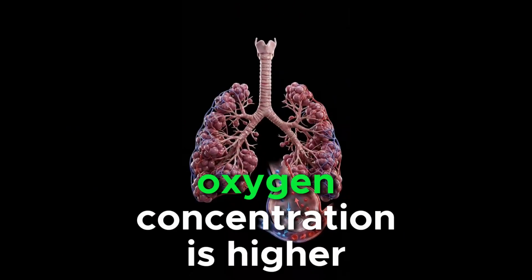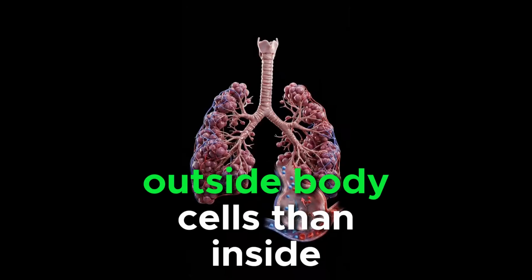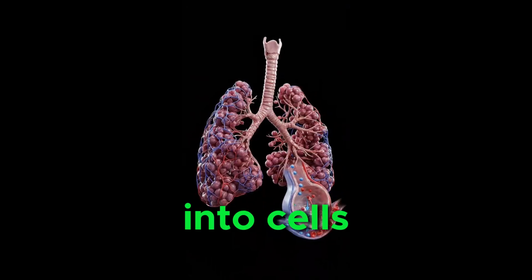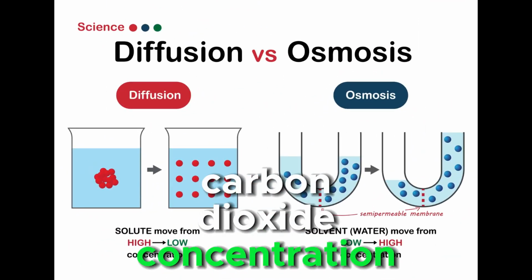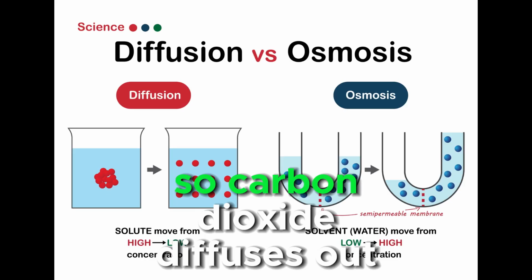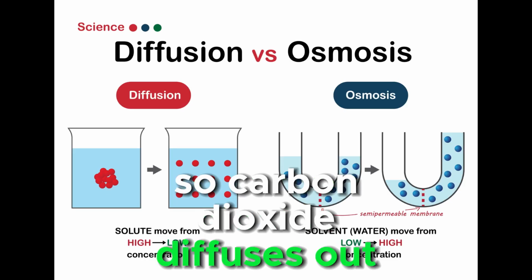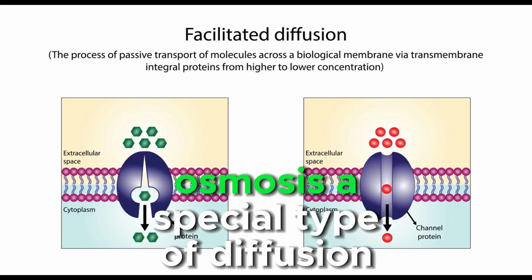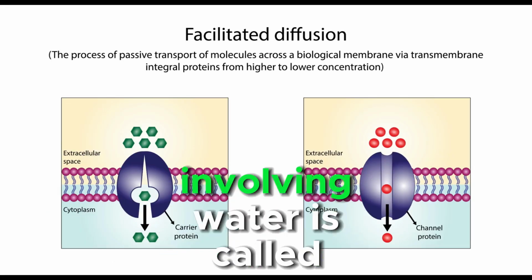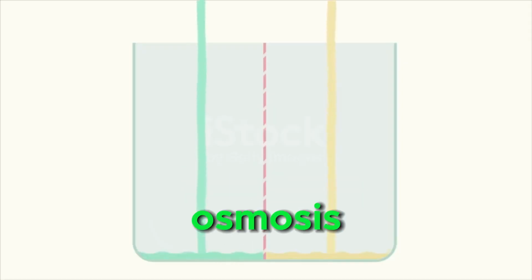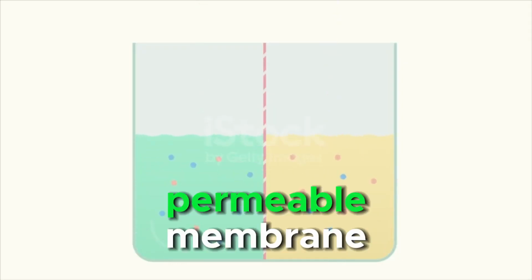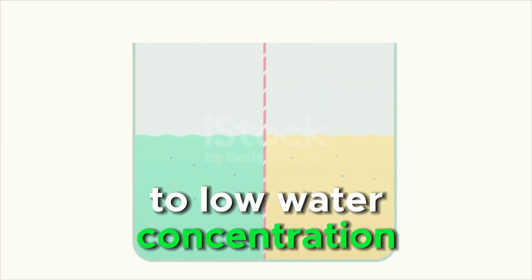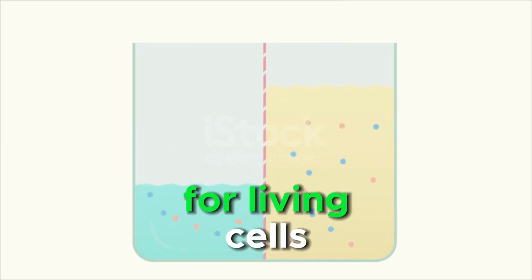For example, oxygen concentration is higher outside body cells than inside. So oxygen naturally diffuses into cells. Carbon dioxide concentration is higher inside cells. So carbon dioxide diffuses out. Diffusion continues until concentrations become balanced. Osmosis. A special type of diffusion involving water is called osmosis. Water moves across a selectively permeable membrane from high water concentration to low water concentration. Osmosis is extremely important for living cells.